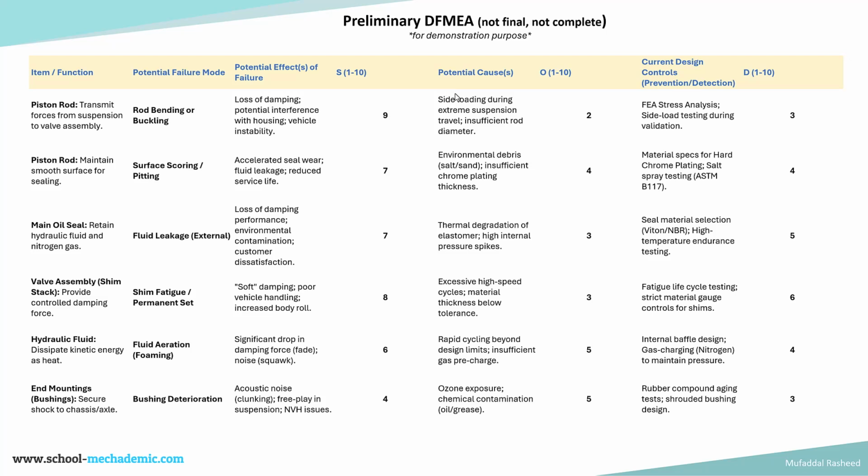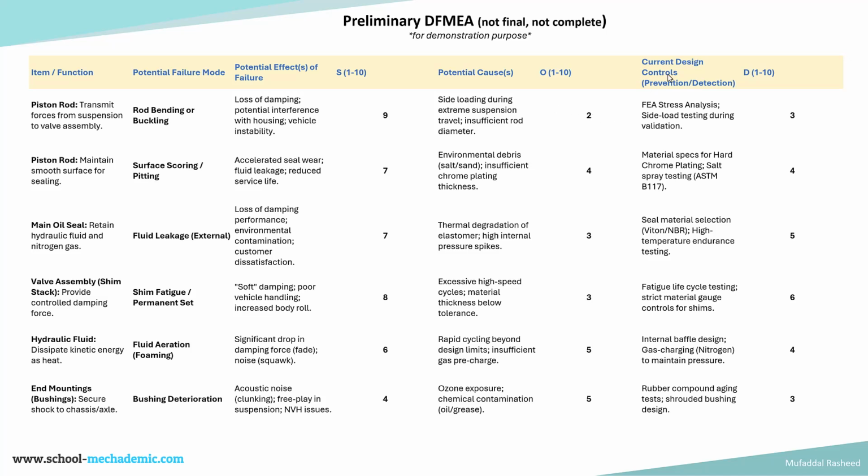The potential cause of that failure can be side loading, which is creating a buckling load or a bending load on the rod because of extreme suspension travel, or the rod diameter is insufficient in terms of the static loading design for the damper. Insufficient rod diameter can be a potential cause. So we give an occurrence rating depending on whatever knowledge we have regarding the system. Of course these ratings might change as we learn more and more about the system. If we are having a low occurrence, that is, it hardly occurs, that is occurrence 2.